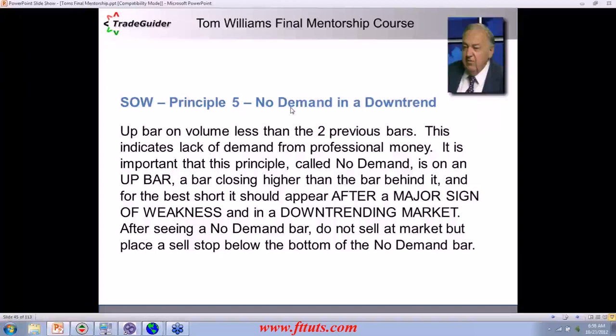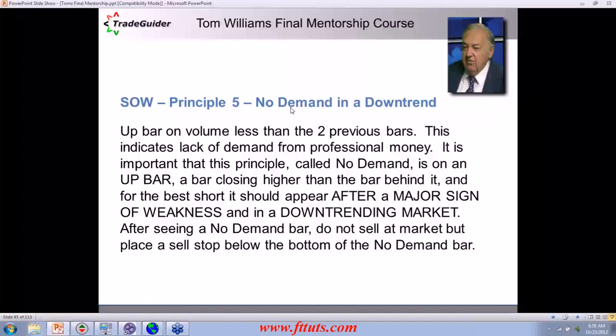And we always need confirmation. And we get confirmation after the no demand bar has closed. The next bar should close lower. Then you know that market's very likely to fall. And no demand works best when you've already seen a big serious spurt of volume, like an ultra high volume up bar, and then the market begins to fall.